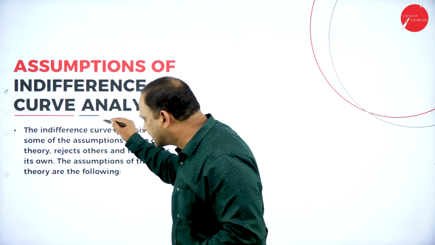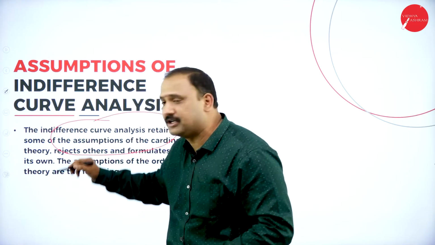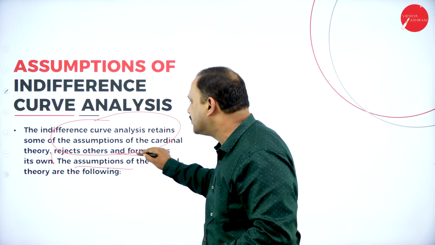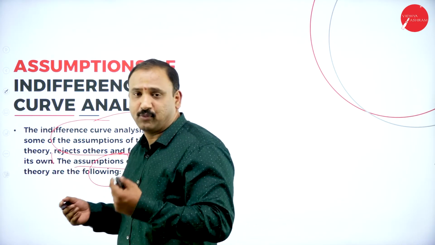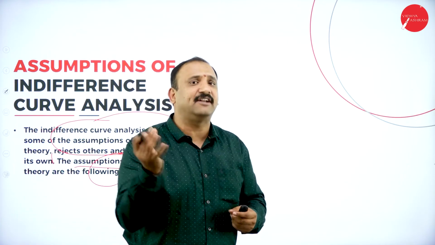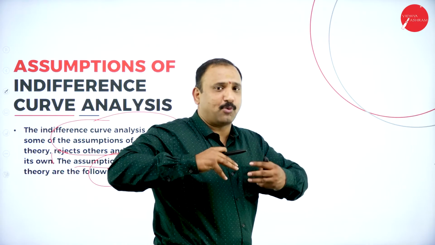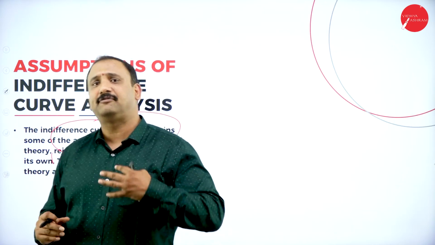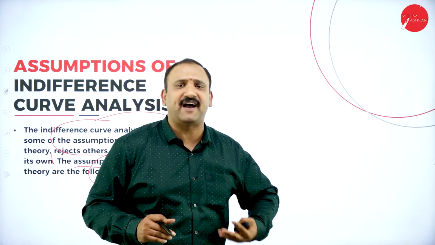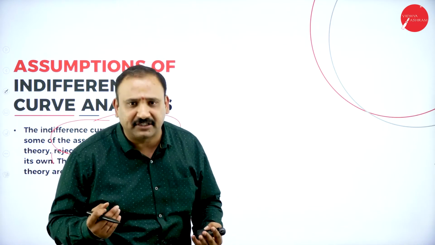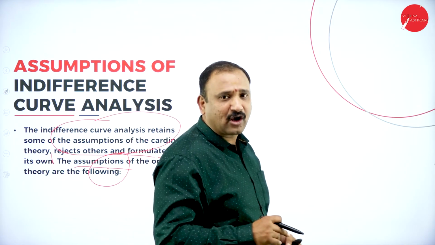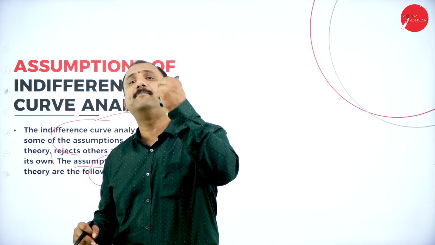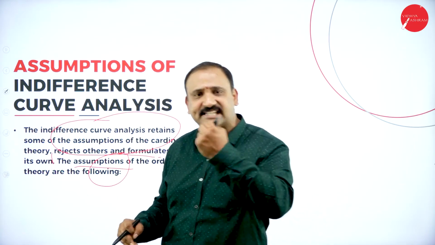Now the next thing: the indifference curve analysis retains some assumptions of the cardinal theory, and rejects others and has formulas of its own. The assumptions of the cardinal theory are as follows. Now cardinal means that we are coming into numbers. We had spoken enough about the philosophical factors in economics using ordinality, where we talked about the sensation, the satisfaction, the feelings, and the priority methods. But economics also relies on numbers. They say there is something called cardinality, where you are going to use numbers. You're going to quantify. You're going to say, yes, this is some value.